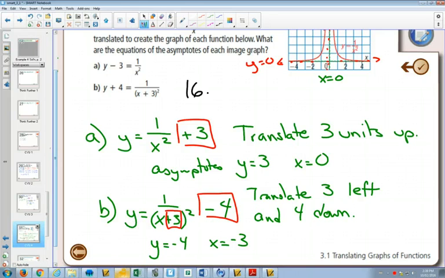Questions you can do for this one, 16 and 17.